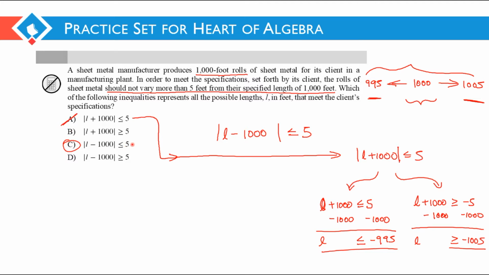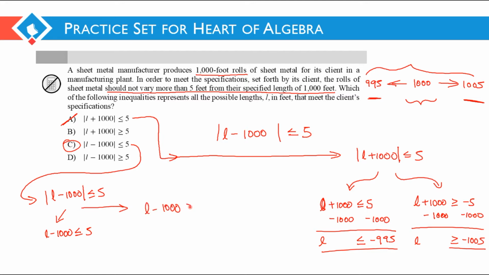Now let's see what it would look like if it were the correct answer. So I'll rewrite my expression here. The absolute value of L minus 1,000 is less than or equal to 5, and that gives us two possibilities. In this case, it's L minus 1,000 is less than or equal to 5, and in this case it's going to be L minus 1,000 is greater than or equal to negative 5, because we have to keep maintaining that flip of the sign.